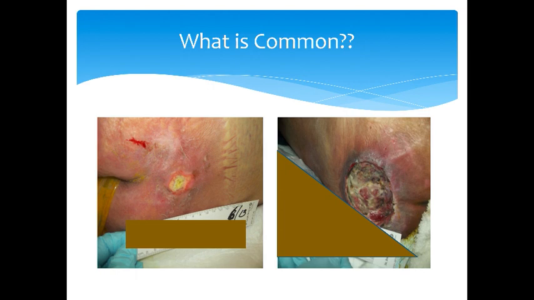But yes, both of these also probably would be considered unstageable, even though this one has a little bit of tissue you can see here, but this one's just got so much slough and stuff going on. Who knows what's going on under there? And this one, you can't see a darn thing. So definitely unstageable.